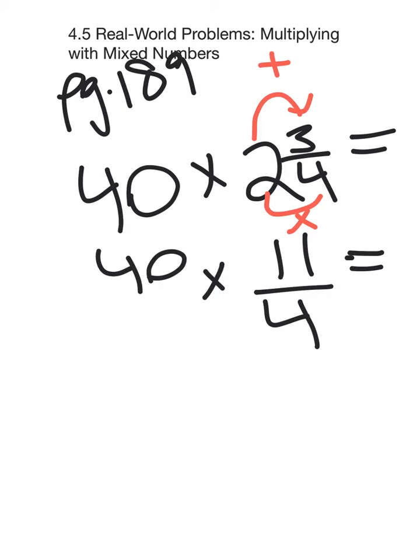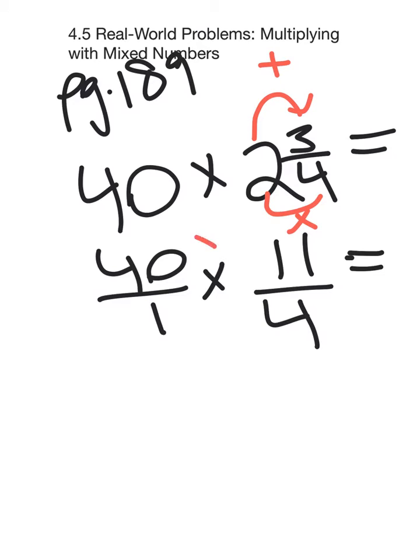40 is a whole number. You need to make it a fraction. Any whole number, you divide it by 1, you'll end up with a fraction, and it will still be equal to that whole number. 40 over 1 is still 40. Anything divided by 1 is that same number. Now my equation is 40 times 11 and 1 times 4. You can go ahead and do 40 times 11, and you can do 1 times 4, or you could see if you have common factors between any numerators and denominators you have going on here.